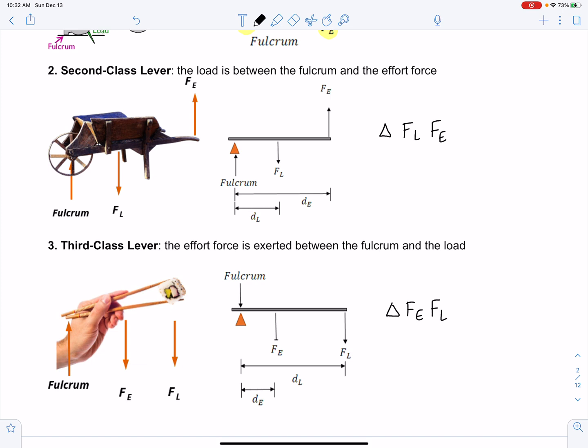Now take a look at these distances that we've talked about before. The distance between the fulcrum and the load is called the load arm, and is given the symbol DL. The distance between the effort and the fulcrum is called the effort arm, and is given the symbol D capital E.